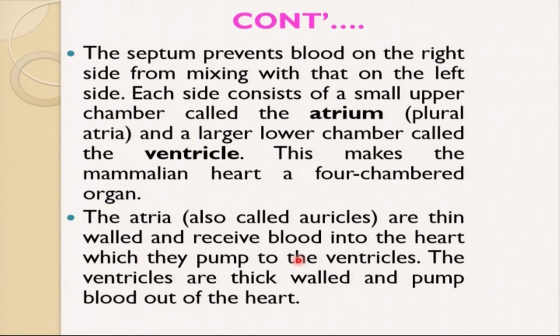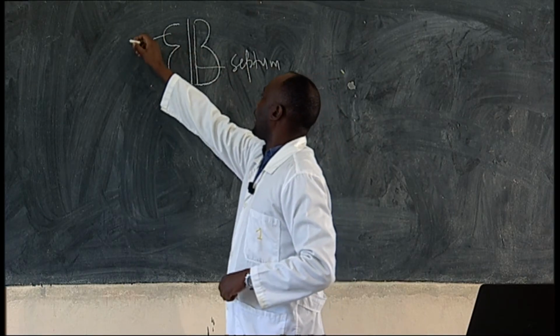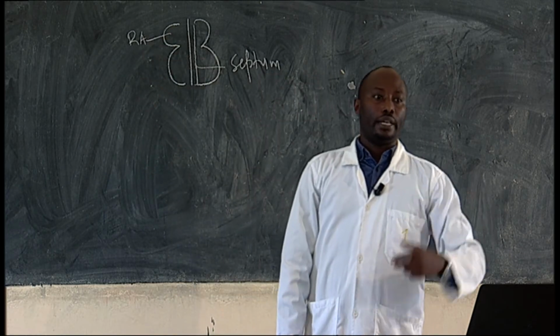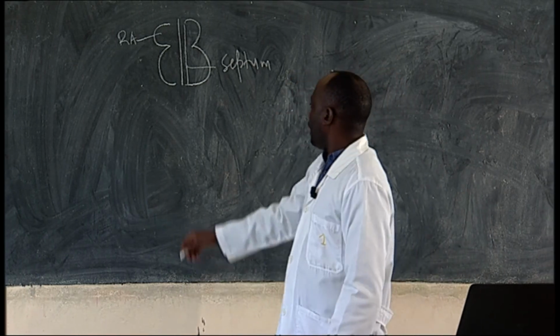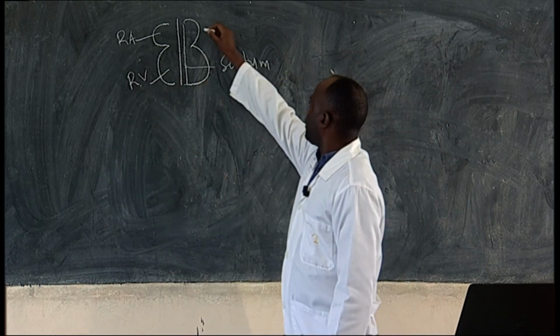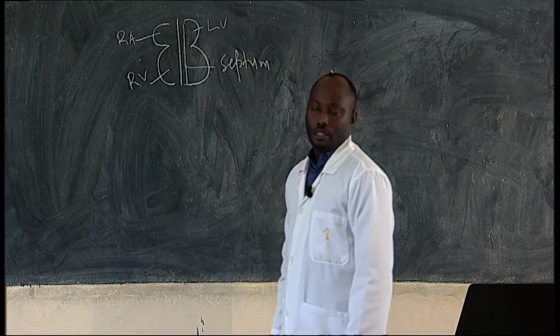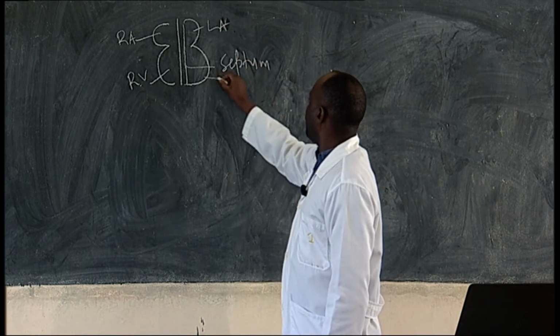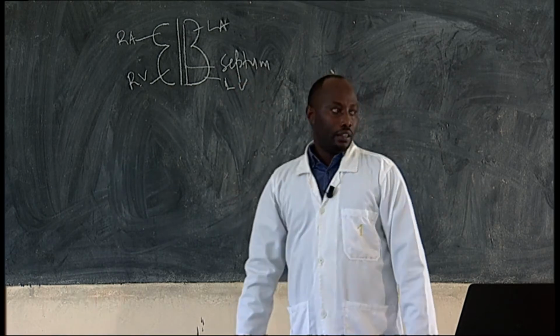Each side consists of small upper chambers, which are called atrium. In plural, we call it atria. If I draw a 3-3, a letter 3 and another letter 3, we have this one, RA. In biology, when I say RA, it refers to the right atrium, or when they are many, atria. We have this one, which is the right ventricle, RV. And we have this one, which is the left atrium, and the left ventricle, LV.